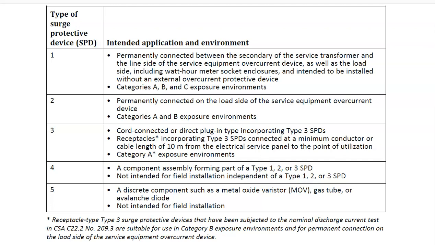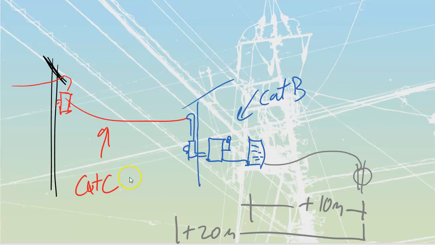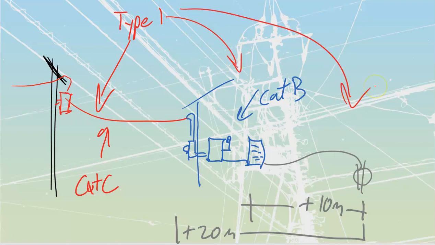We are going to have a type 1, which is going to be permanently connected between the secondary side of the service transformer and the line side of the service equipment, and it's good for categories A, B, and C exposure environments. So that's talking about location. If I go back, this would be category C, and I could place a type 1. A type 1 device is allowed to be placed inside of a category C, between the secondary side of the transformer and my actual components over there. If it's good to go out here where there's lots of danger, it also tells me I'm allowed to put it into Cat B and into a Cat C. We would just be overprotected at that point.